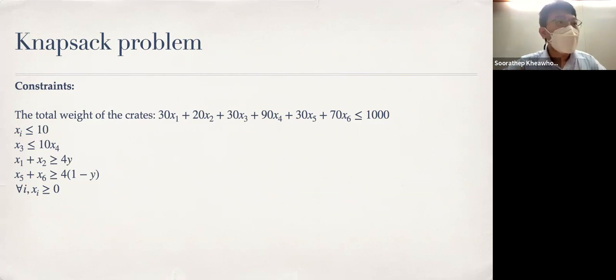Because the maximum of x3 is already defined by the above condition. Even if we put 100 here, we get x3 less than 100 x4. If x4 is 1, x3 must be less than 100. It's okay, because it's already defined by the above constraint that x3 must be less than 10. You got it? Okay.